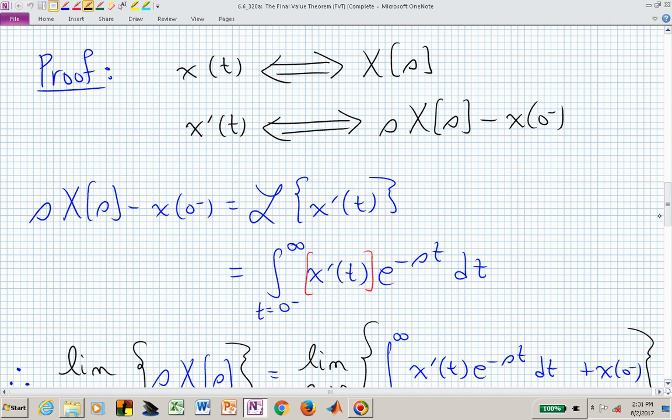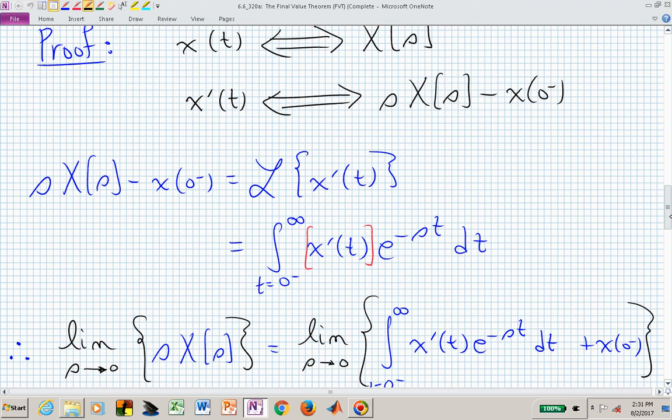Now, starting with that, on the left in blue, we have the Laplace transform of the derivative, which is s capital X of s minus x of 0 minus. We're just restating what that is. That's the Laplace transform of x prime of t. But by the definition of the Laplace transform, and this is a one-sided Laplace transform, that's why that initial condition is there, that's the integral from t equals 0 minus to infinity of the waveform that we are Laplace transforming, which is x prime, scaled by this exponential function dt.